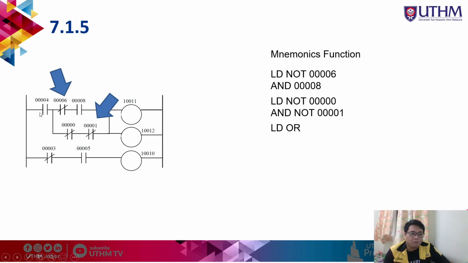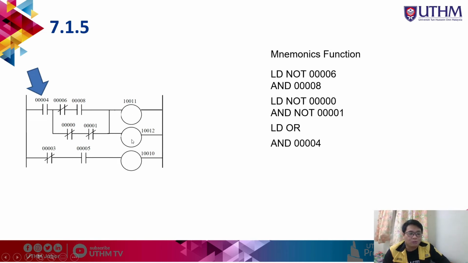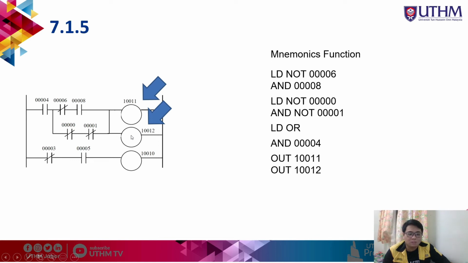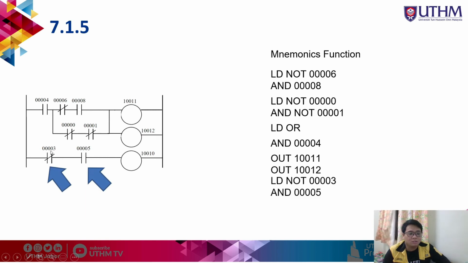After we combine these two lines, we focus on this 00004 contact. Since this 00004 contact is in series with these two lines, we will use AND 0004. And lastly, we set up the two outputs. We can use OUT 10011 and OUT 10012. And the last line, we focus on the last line. In the same way, we use LD NOT 00003, because there is a stroke here, so we need to use the NOT. And these two are in series, so we need to use an AND function. Lastly, we set up the output. Also the same, it will be OUT 10010.